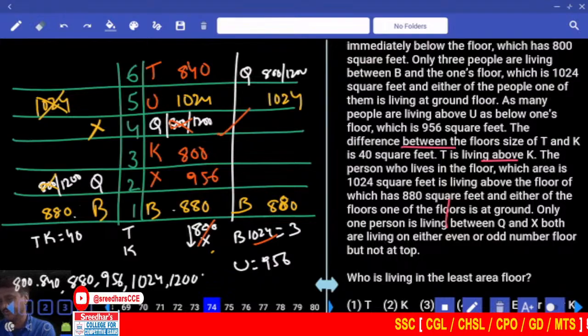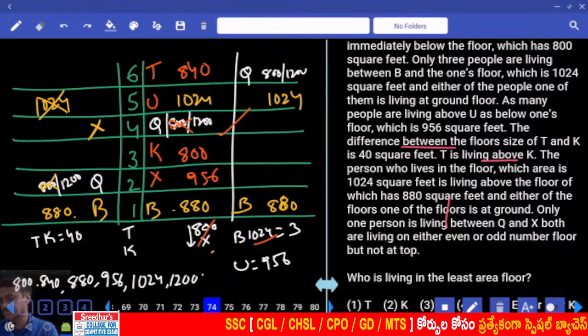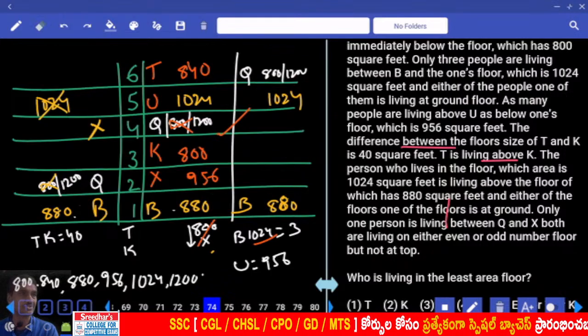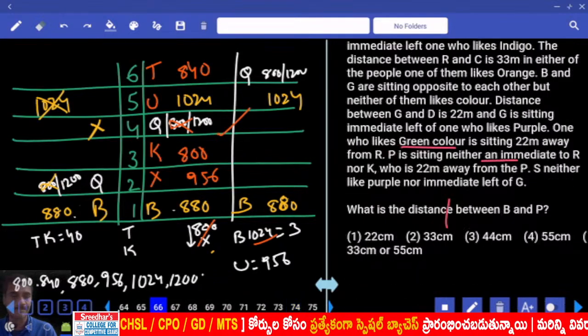74 to 78 done. What will you do for the next link? The first one, 66 to 70, could be easier than 82 to 86. Now 66 to 70, shall we start?